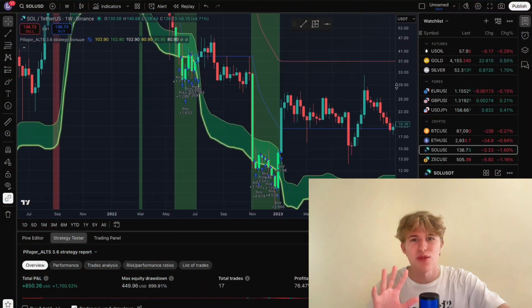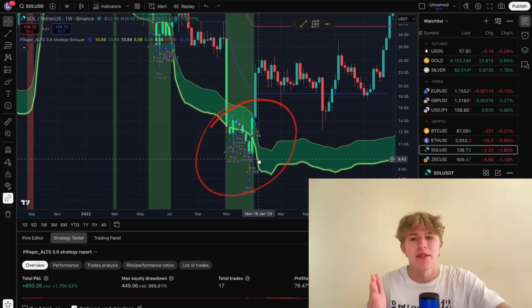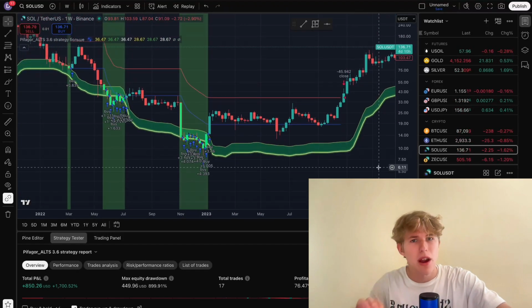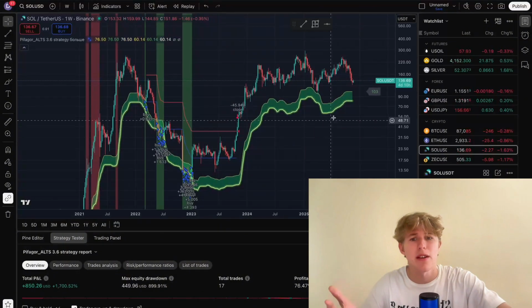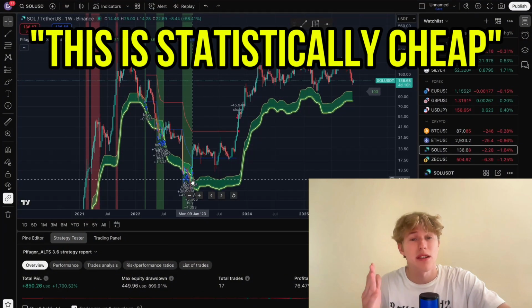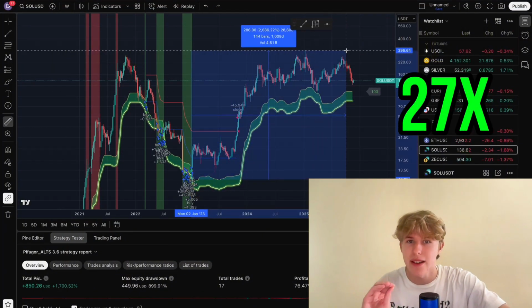Alts, the indicator I'll show you today, quietly printed buy signals right inside a deep discount zone. No fireworks, no hype, just a tiny confirmation that basically said, this is statistically cheap. Fast forward, 17x. Not because someone knew the future, but because the math said, this is where SOL, Solana, has historically been undervalued. That's the entire philosophy of alts, and the reason this video exists.